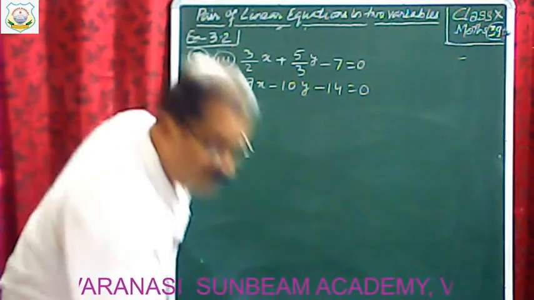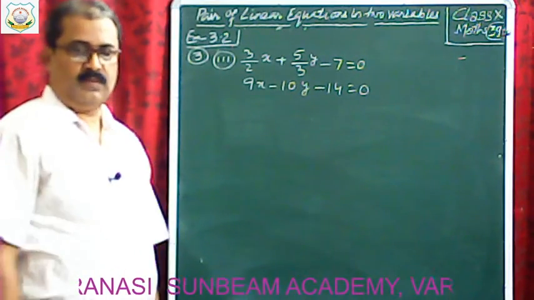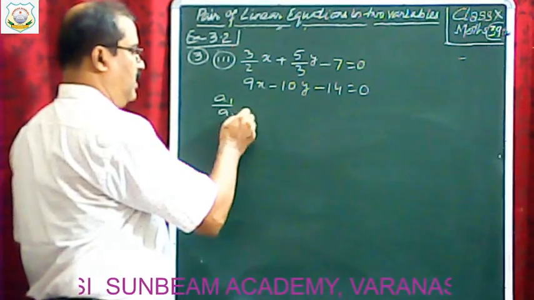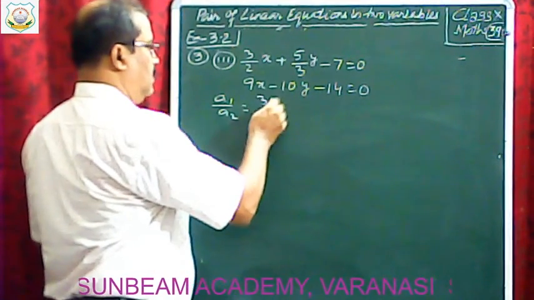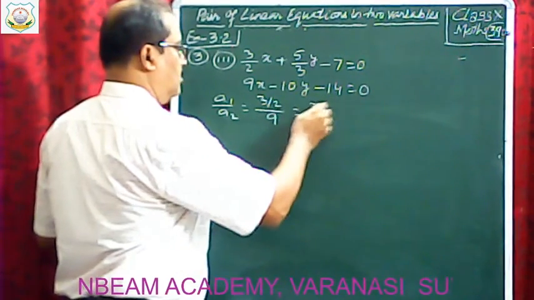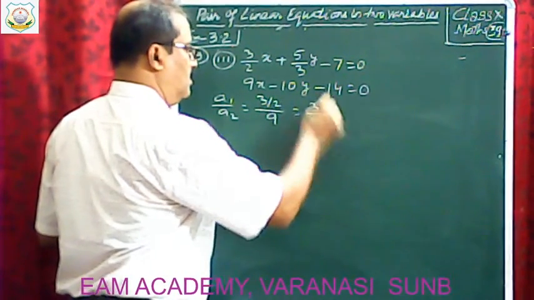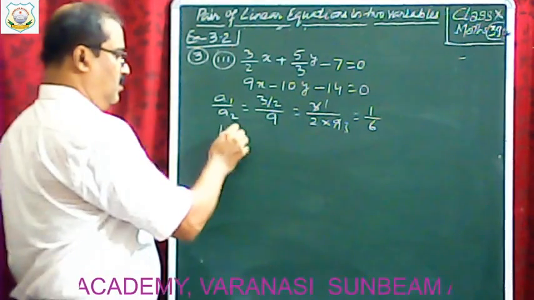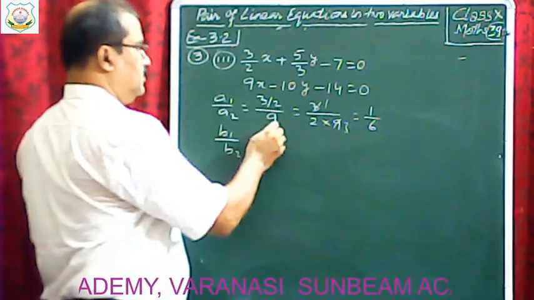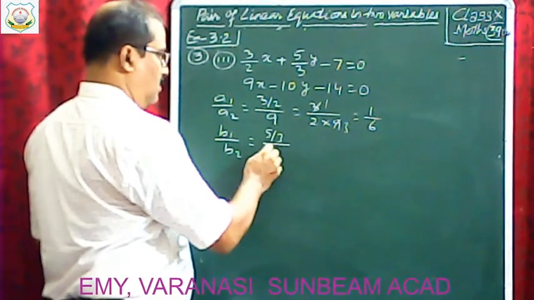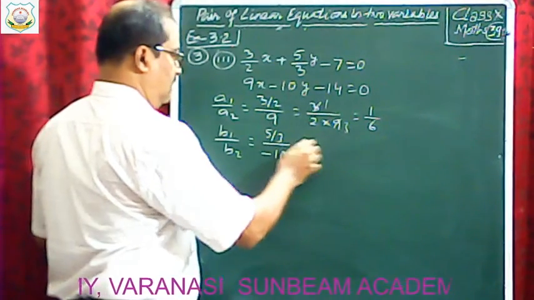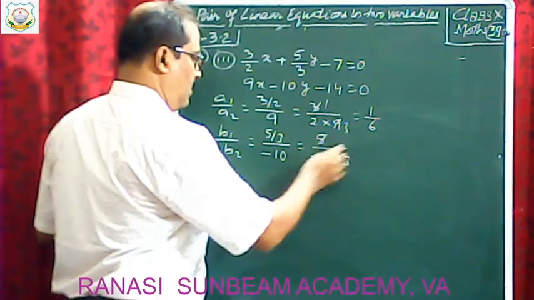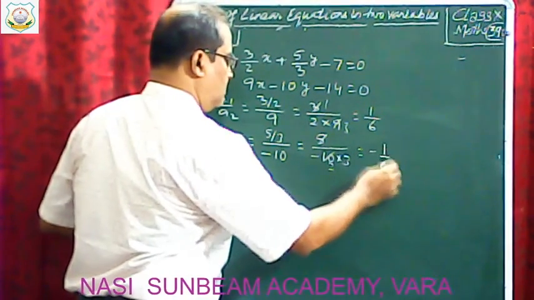Okay, you have to compare A1 upon A2, B1 upon B2 and C1 upon C2 one by one. A1 upon A2 you have to find: 3 by 2 upon 9, so 3 by 2 into 9, 3 3 is 9, so you get 1 by 6. B1 upon B2, 5 upon 3 by minus 5 upon minus 10 into 3, 5 2 here, we get minus 1 by 6.